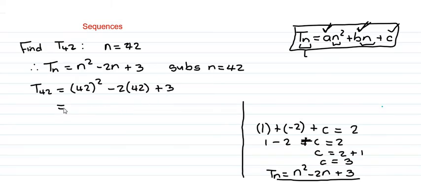And then I quickly punch it in the calculator. We get that T42 is 1683. So term number 42 is 1683. Right. So this is one question we get in these types of questions.